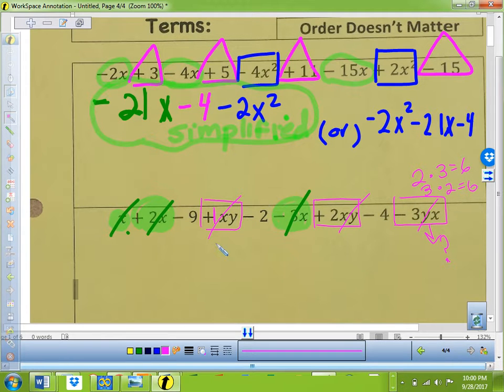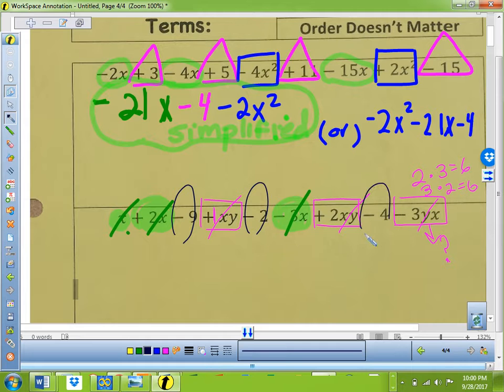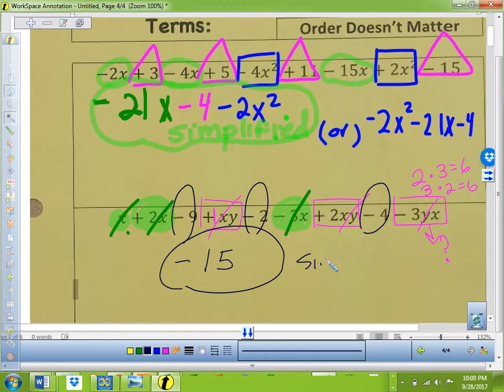So finally, it looks like we're left with the constant terms, or just the numbers. Let's see what those would make. Notice I'm including the sign in front. So negative 9 minus 2 is negative 11. Negative 11 minus 4 is negative 15. Wow. Folks, that is simplified. Pretty crazy how this whole expression here really can be simplified down to negative 15.